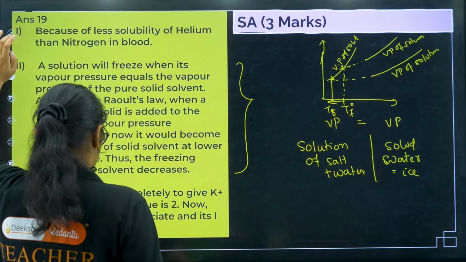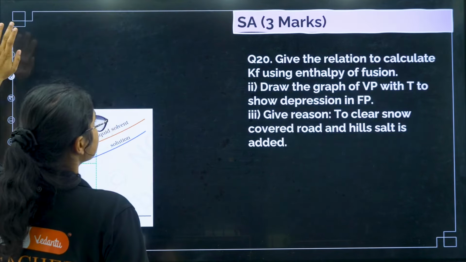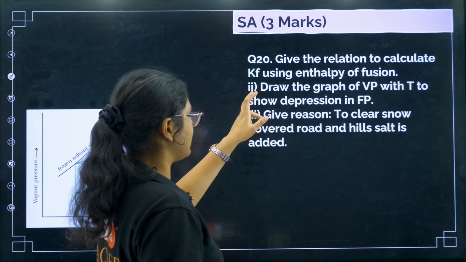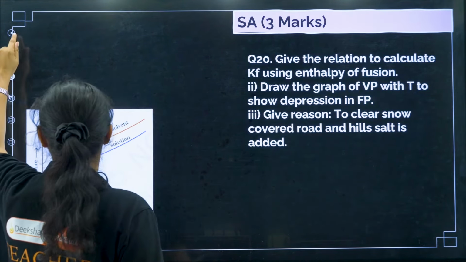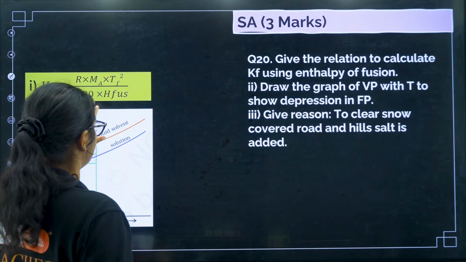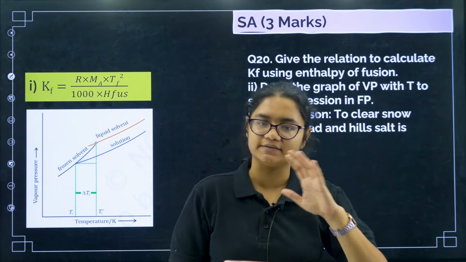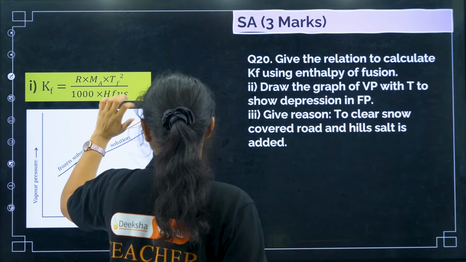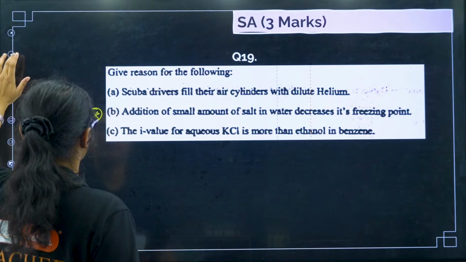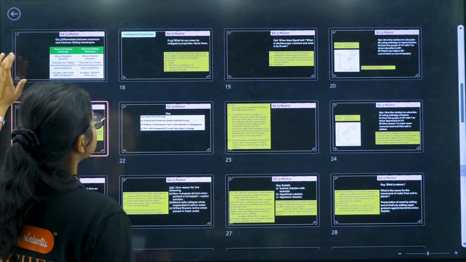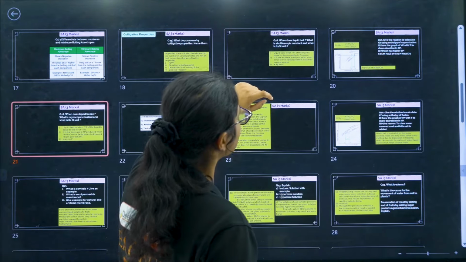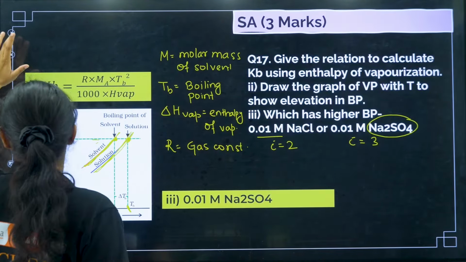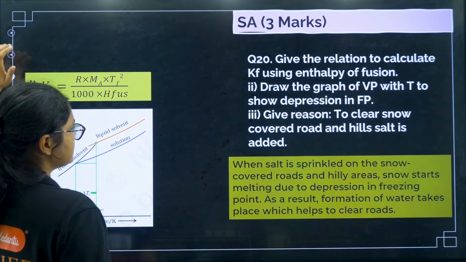Okay, next we have this question I have given here. Give the relation to calculate the Kf using the enthalpy of fusion. So that we have already: R M a Tf square by delta H fusion times 1000. It is similar to your Kb formula, just you have to replace delta H of vaporization with fusion and Tb with Tf. Okay, I think I have given that only here. Let me check once. Yes, so that is the same formula, just you have to change certain terms.